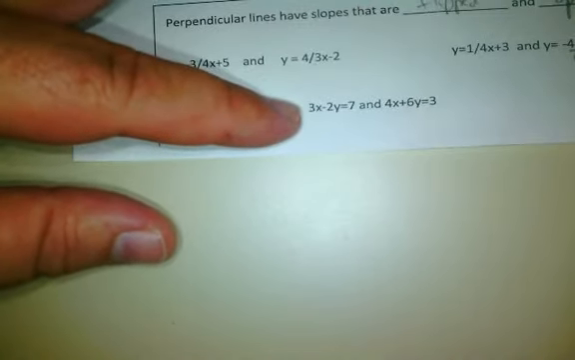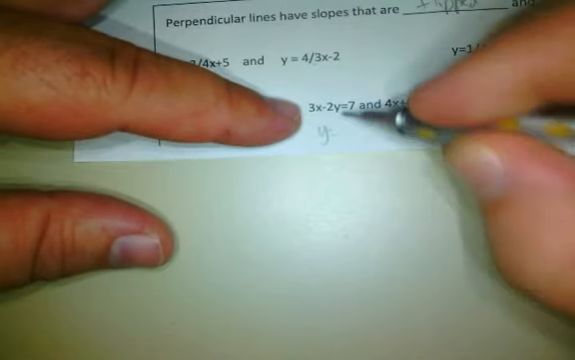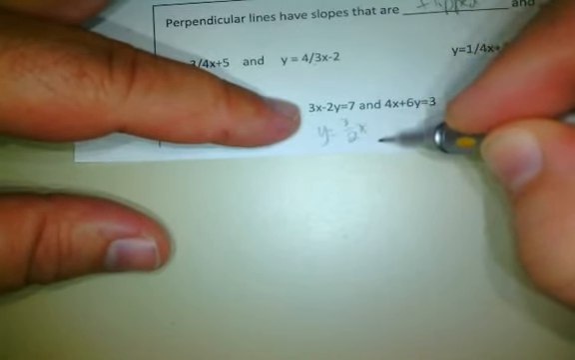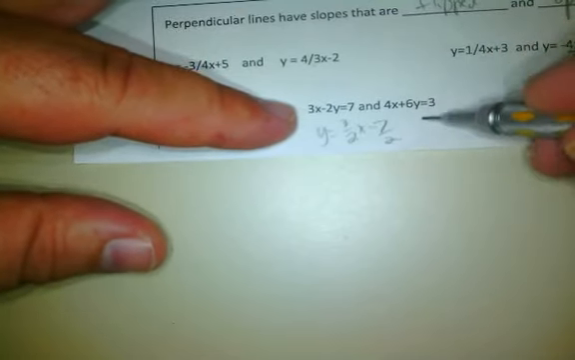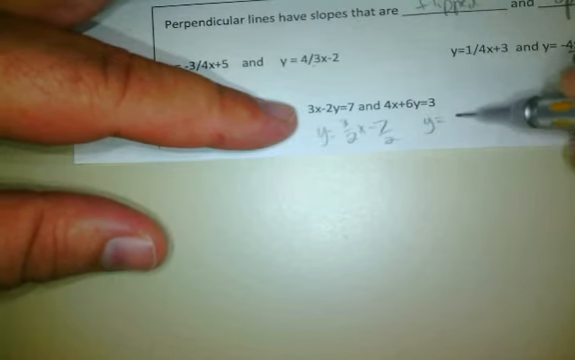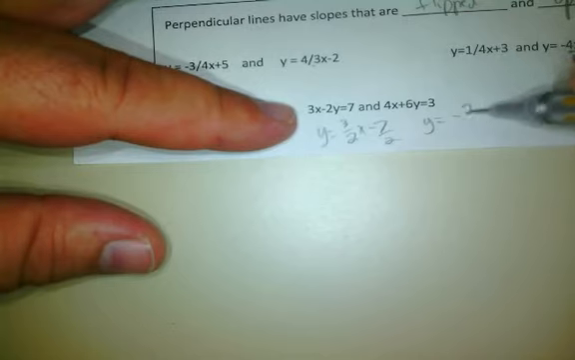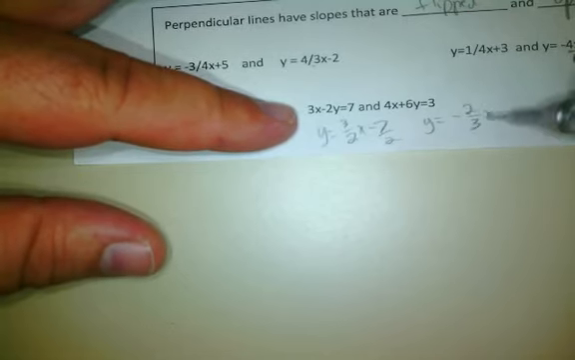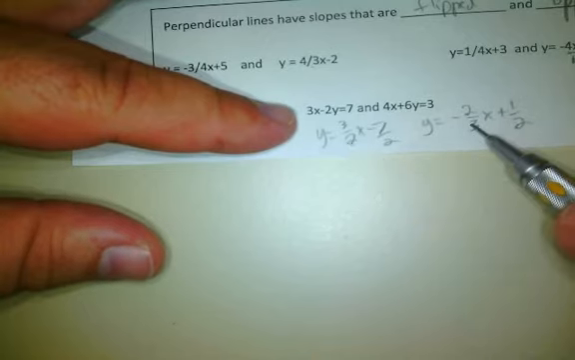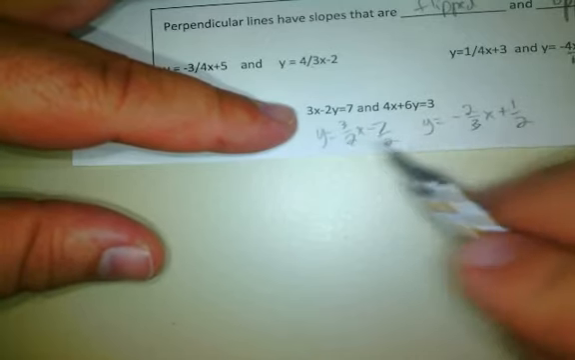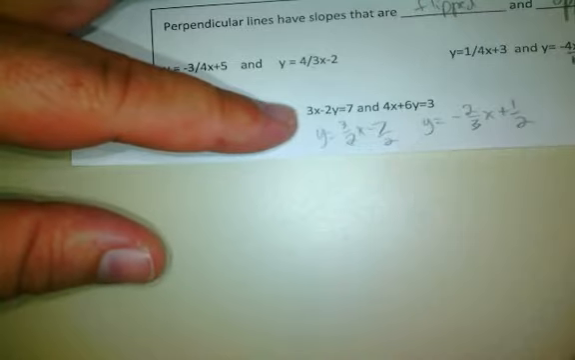I promise, if I solve these, I'll solve it. So this one ends up being y equals 3 over 2x minus 7 over 2. And this one ends up being y equals negative 2 over 3x plus 1/2. That's what that ends up being. So you can see 3 over 2, negative 2 over 3. So see, until you simplify these into slope-intercept form like that, you're not going to know for sure. And by the way, these are also perpendicular.